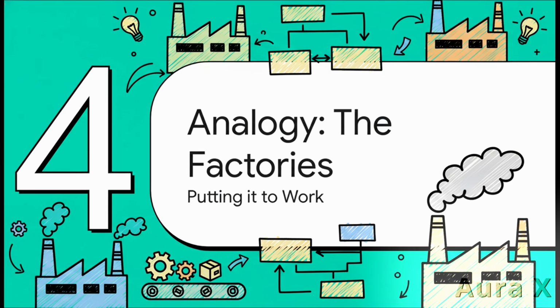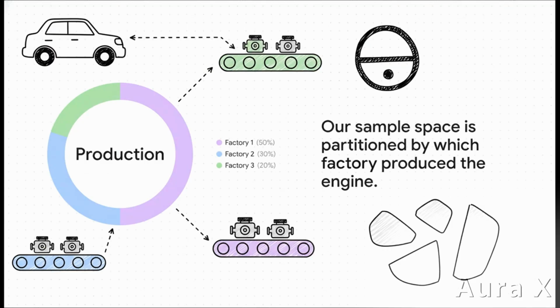Let's talk about 3 factories. So here's the deal. A company gets engines from 3 different factories. Factory 1 makes half of them, 50%. Factory 2 makes 30%, and Factory 3 handles the last 20%. See how that adds up to 100%? That's our partition. These are our P of A values, the size of each slice of our pie.